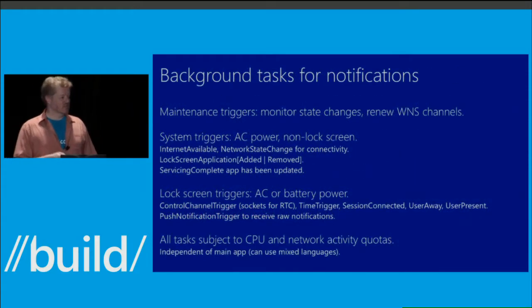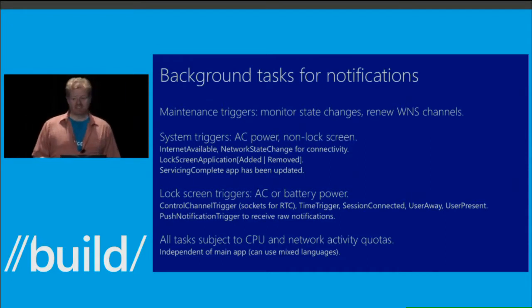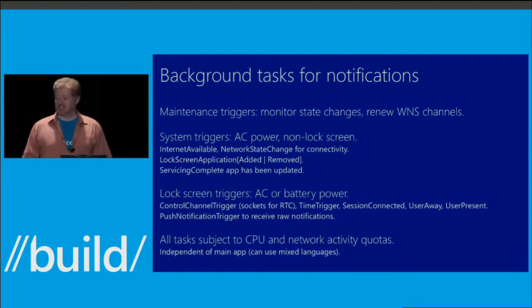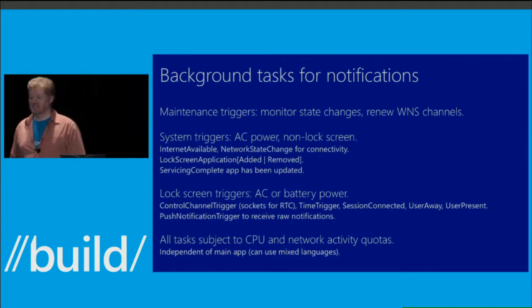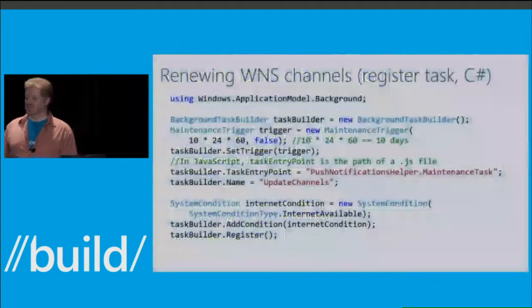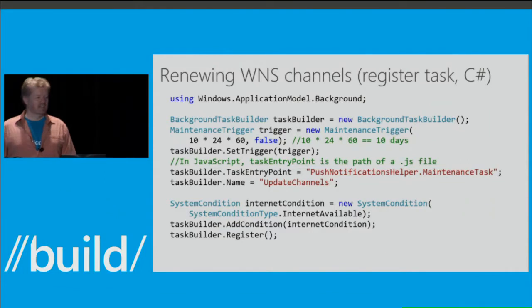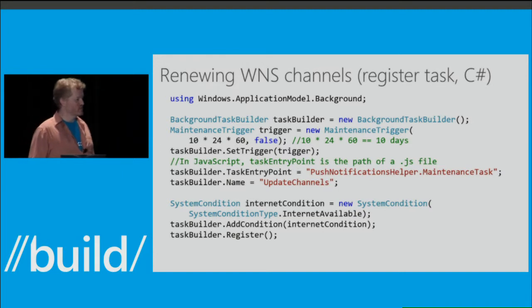So let me just quickly go through the little bit about background tasks, because I know I'm a little short on time. In fact, I have about 6 minutes left. Just to show you what those things look like. Again, there's another session on background tasks where you can go into more details about these things. The primary thing that you're looking at here is there's a thing called a maintenance task, which is really useful for renewing push notification channels on a periodic basis.